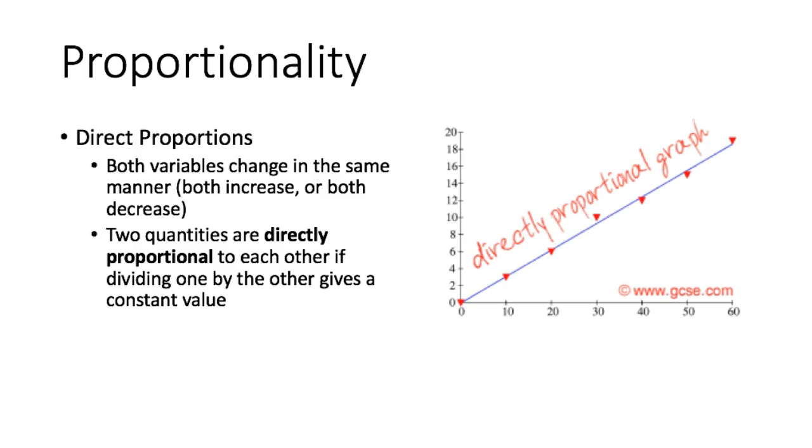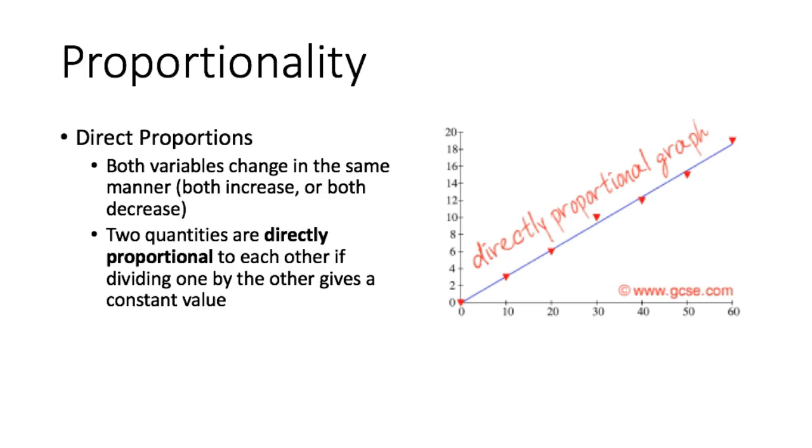Based on graphs, we can also determine proportionality. There are direct proportions and there are indirect proportions. In a direct proportion, both variables change in the same manner. By that I mean both variables increase or both variables decrease. Two quantities are directly proportional to each other if dividing one by the other gives a constant value. So when we're looking at a graph, a direct proportion would be shown by the line sloping upward, as we see here in this example.